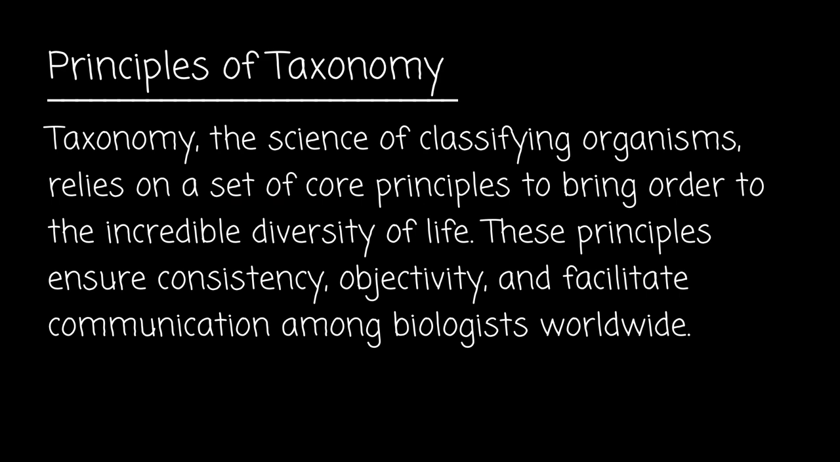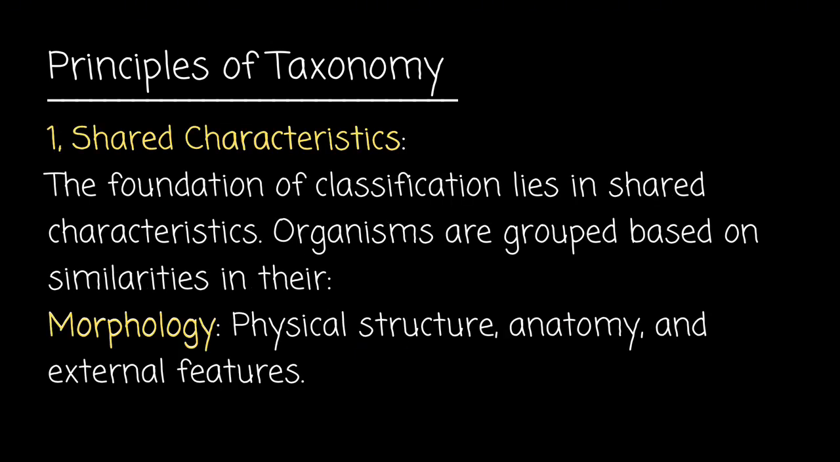Taxonomy, the science of classifying organisms, relies on a set of core principles to bring order to the incredible diversity of life. These principles ensure consistency, objectivity, and facilitate communication among biologists worldwide. Here's a closer look at some key principles. 1. Shared characteristics. The foundation of classification lies in shared characteristics. Organisms are grouped based on similarities in their morphology, physical structure, anatomy, and external features.